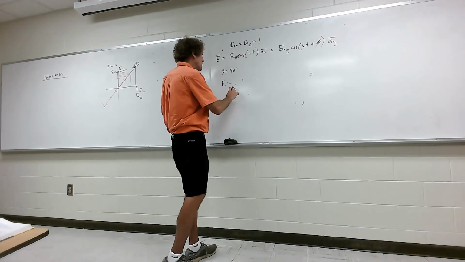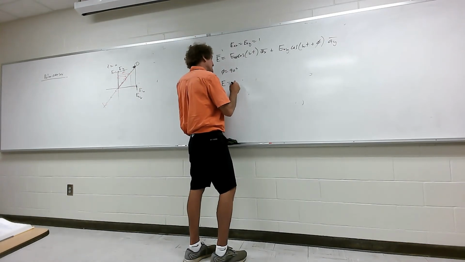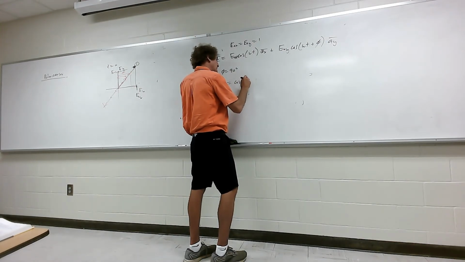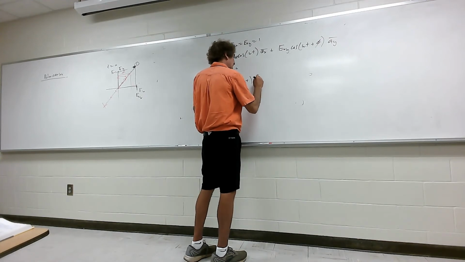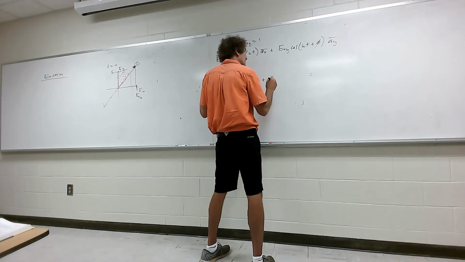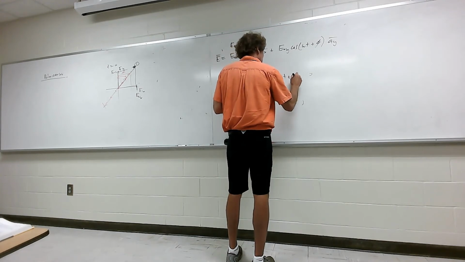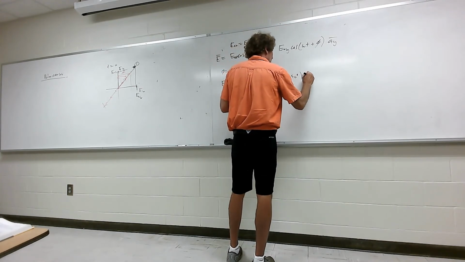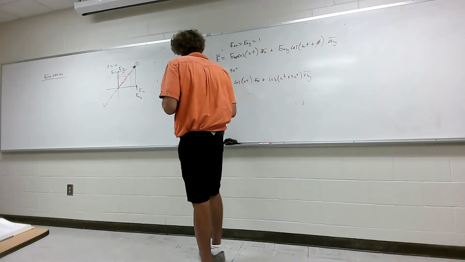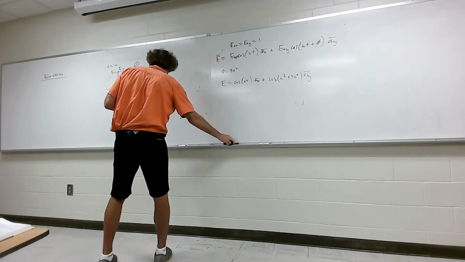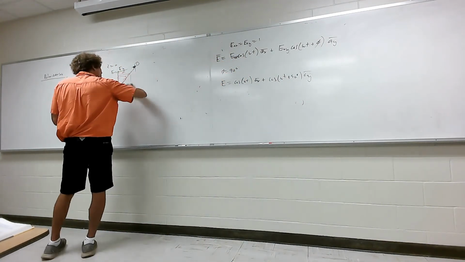And now if the phase angle is 90 degrees, I'm plotting cosine of omega t ax, right, plus cosine of omega t plus 90 degrees ay. Now work with me on this one. Let's plot that over here. I'll let you see it.